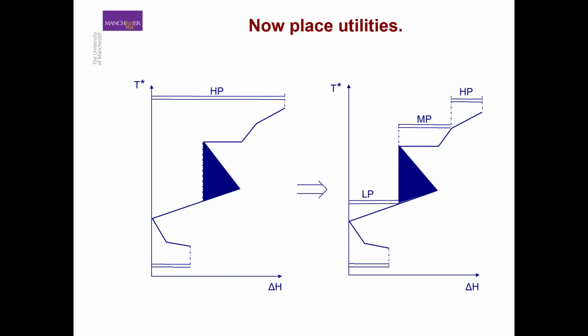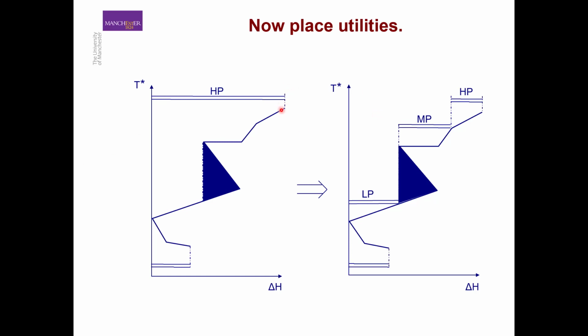In this section, we will look at how we can use the grand composite curve information to determine which utilities we should use to satisfy the heating and cooling requirements, and how we can target the amount of hot and cold utilities if, for example, we are using multiple types of utilities to satisfy the heating and cooling requirements. So let's start off by looking at this example here.